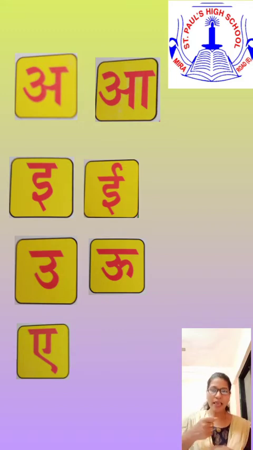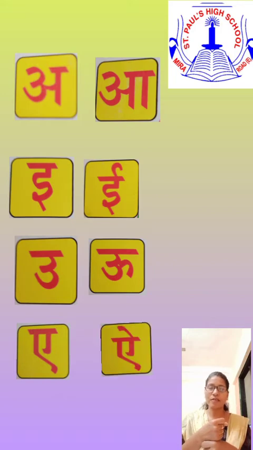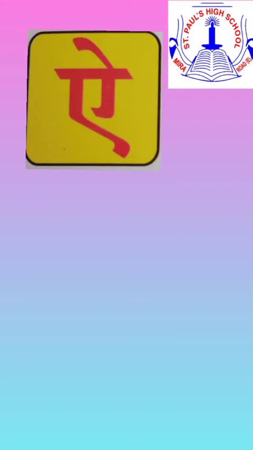Let's quickly revise. A, A, E, E, O, O, A. The next letter comes as A. This is a letter A. Let us quickly revise with the help of pictures.